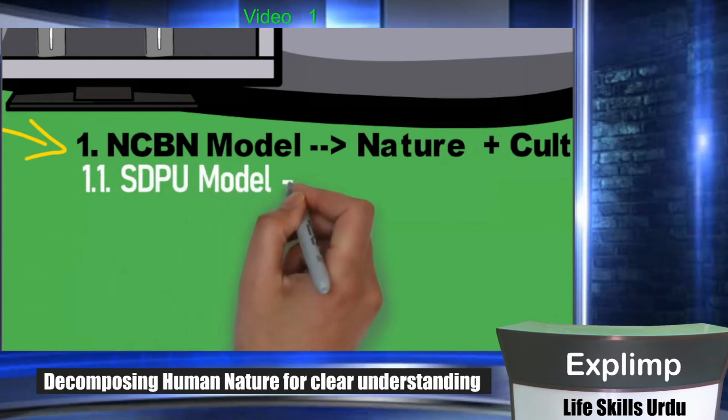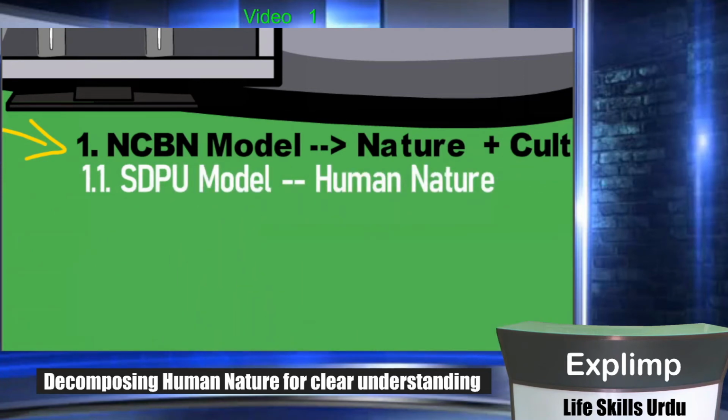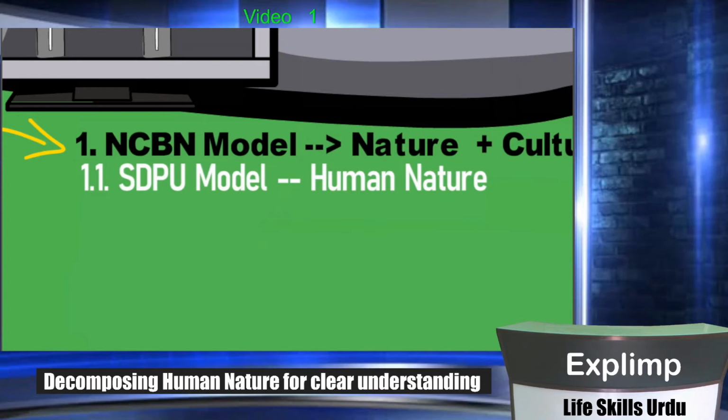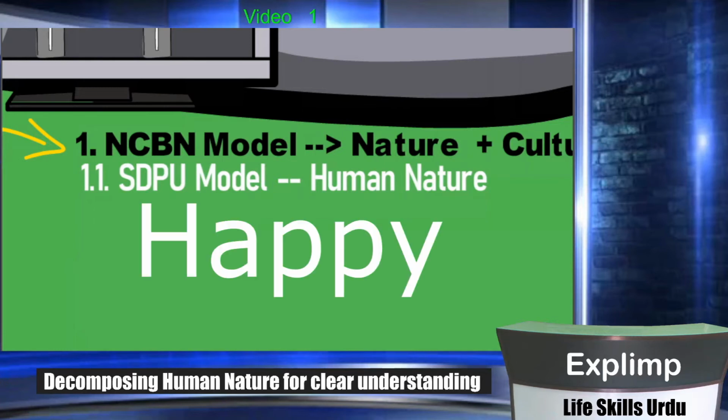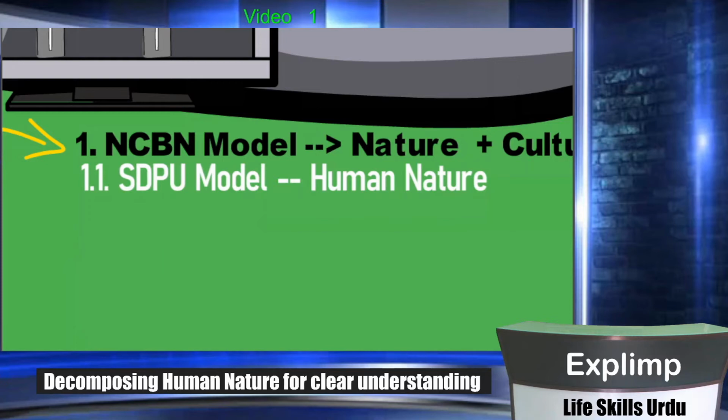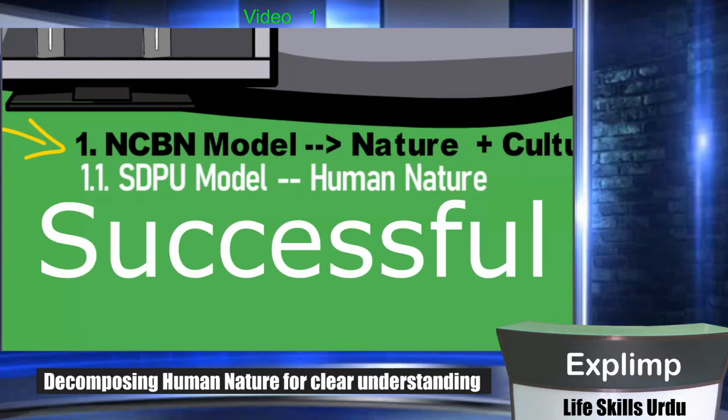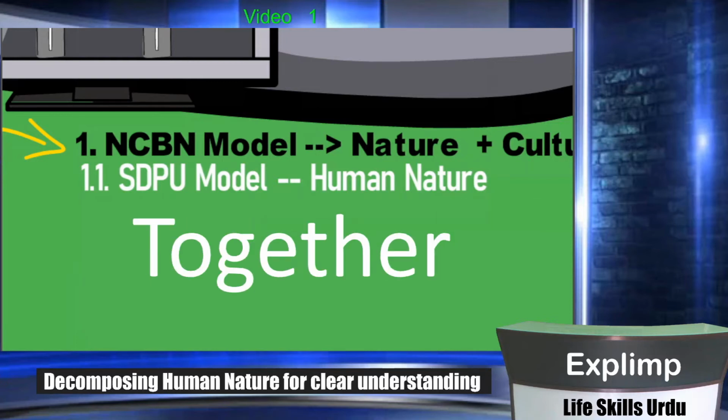And then in 1.1 we will work on the SDPU model, which shows us the human nature. It is not just like personality tools or types. It is not like people's personality. It is totally different and root based, that is the SDPU model. In the SDPU model, you are basically getting three objectives. Number one, you should be happy. Number two, you should be always successful. And number three, we should be together, right? So these are the objectives.